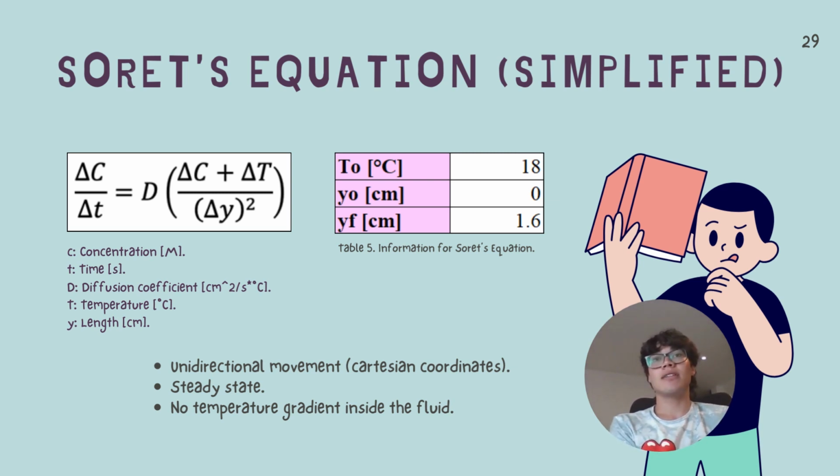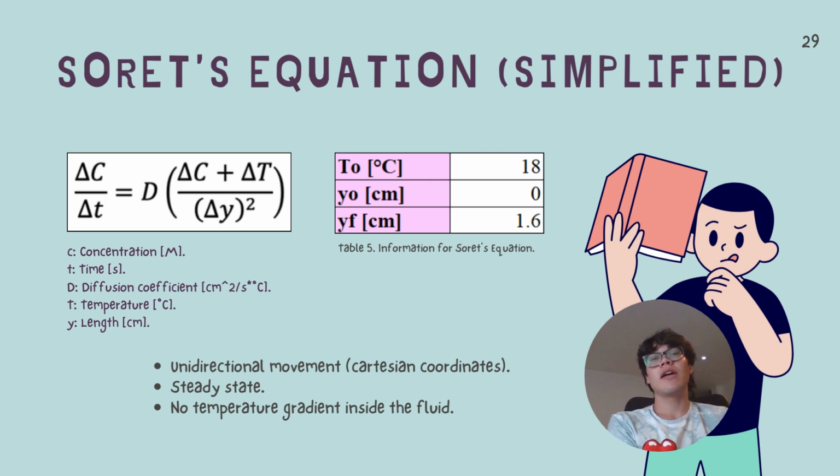So we can say that the system has a unidirectional movement. Also, there is a simplification in which we use deltas instead of derivatives, as we can see in this equation. And for all these reasons of simplification, we can't actually use Fick's law in this case in order to obtain the diffusion coefficient. And finally, we have table 5, in which we present the constant values that are going to be useful for this calculus.